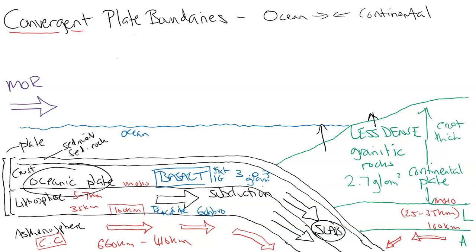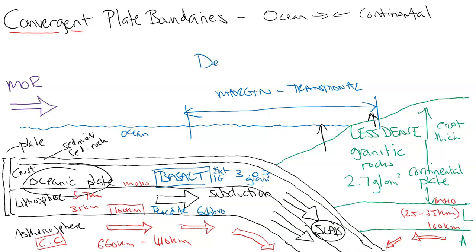Now, where these guys meet, this area right here is called a margin. It's the transition area between the plates, whether it be ocean plate or continental plate. There's an area where it transitions between the crusts, goes from ocean to continental or a different version, and we call it a margin.